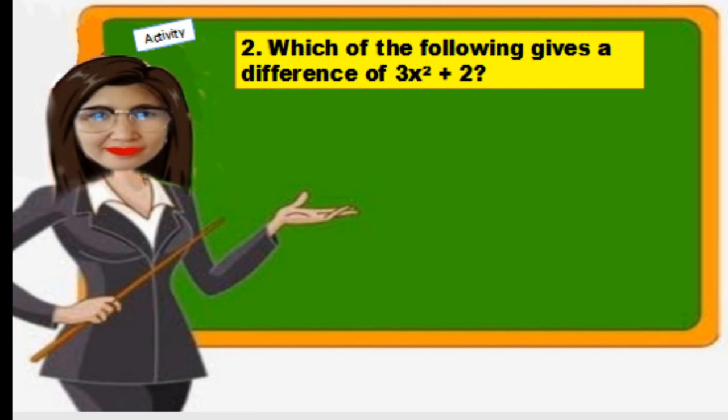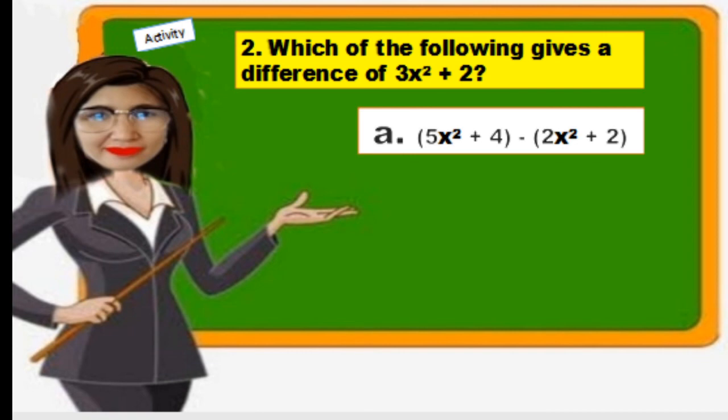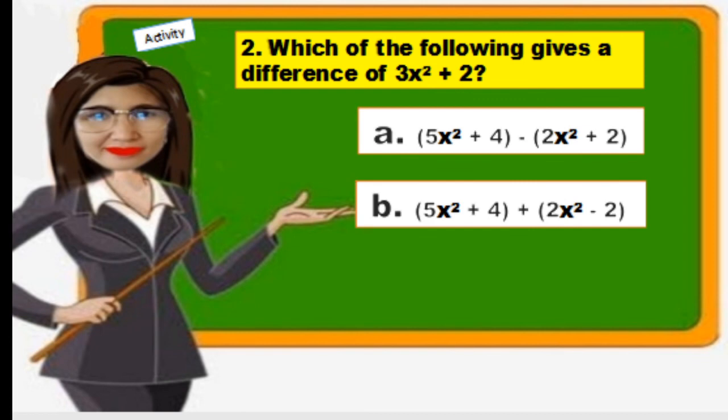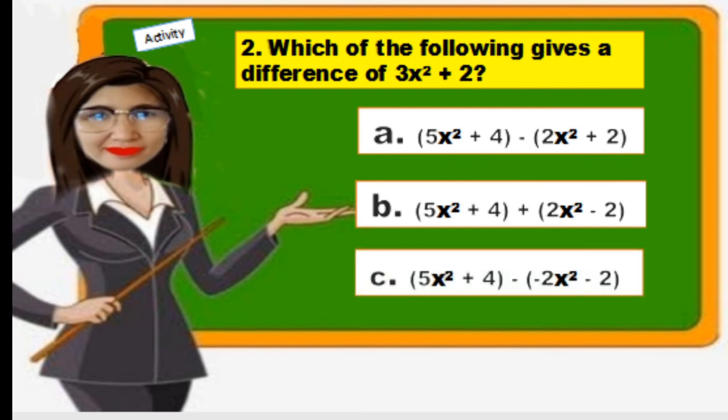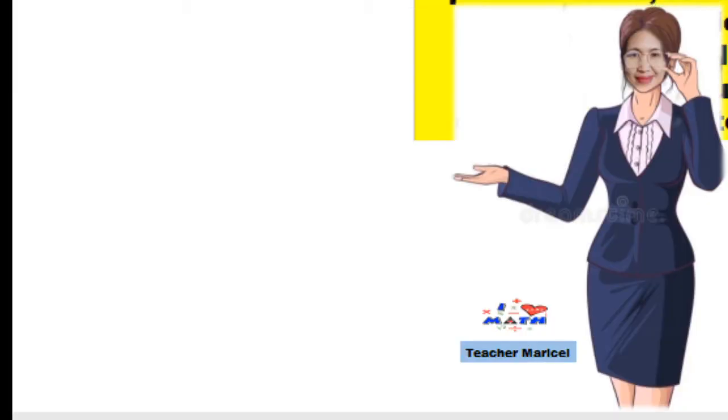Okay, let's have another. Which of the following gives a difference of 3x squared plus 2? Is it 5x squared plus 4 minus (2x squared plus 2), or 5x squared plus 4 plus (2x squared minus 2), or 5x squared plus 4 minus (negative 2x squared minus 2)? Okay, come on. The answer is letter A, 5x squared plus 4 minus (2x squared plus 2). That will give a difference of 3x squared plus 2. Congratulations, everyone.